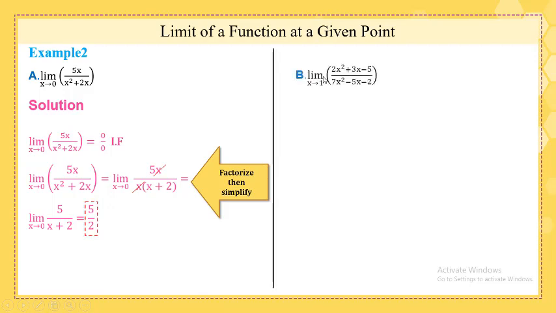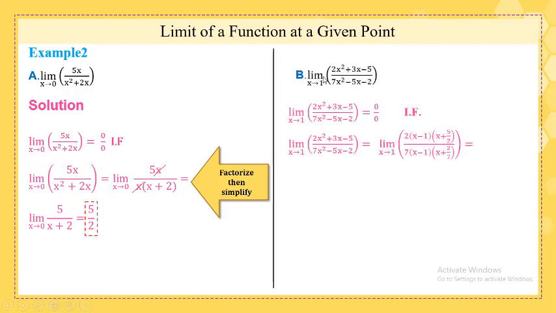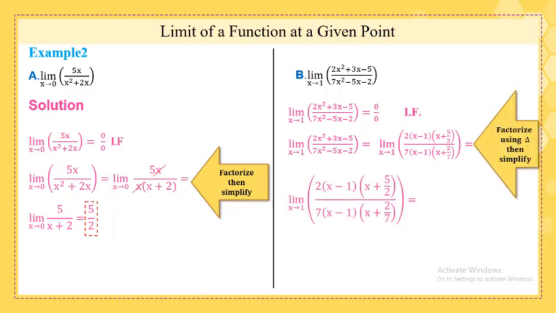Another example. To find this limit as x tends to 1, if we use direct substitution, we'll get 0 over 0. We use factorization by delta, we get the factorized forms, and then we simplify by the common factor x minus 1 to get our limit.